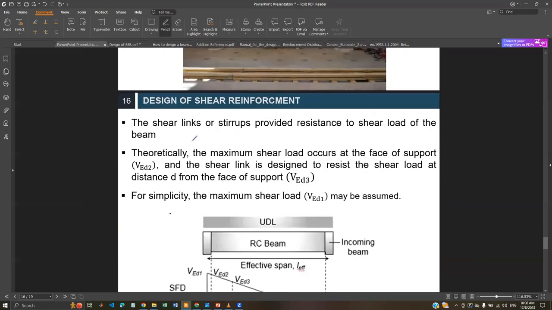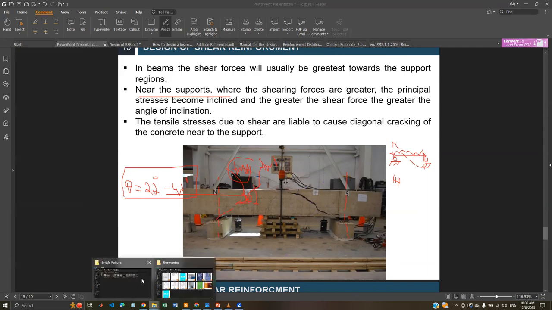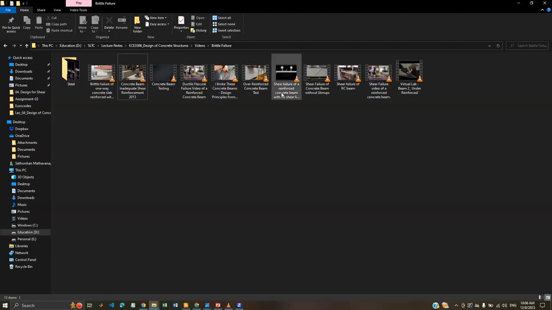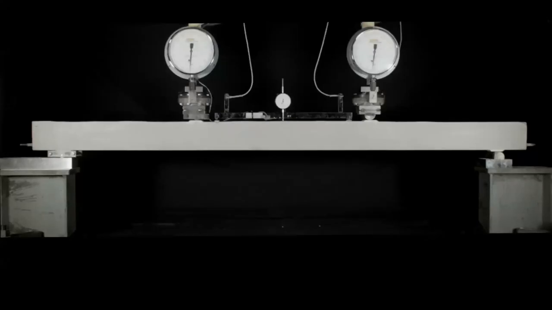Before I come to that, I will show you that if you are not providing shear reinforcement, the failure will be very catastrophic. You can see it in the video. First we can see the small model failure, and then we can move to the next part. Hope you can see that.